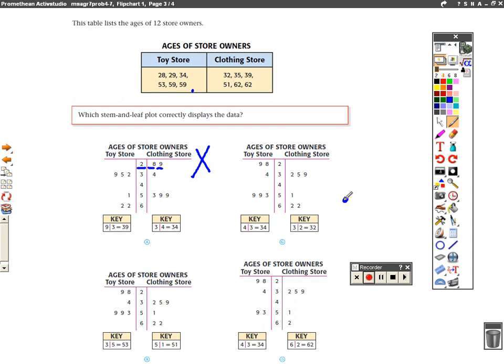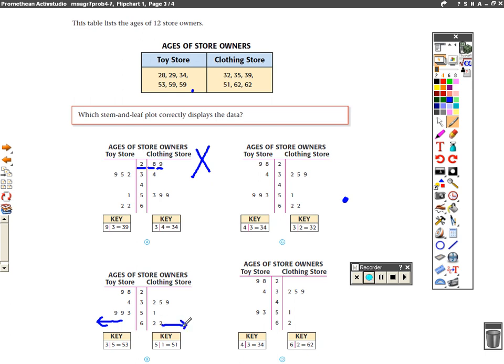Okay, I'm still going to check the other answers just in case. I look at this one. I have 28, 29, 34. I have my 53, my 59, my 59. For toy store, so that matches. For clothing, I have 32, 35, 39, 51, 62, 62. Okay, my key looks right. You read this as 53 because it's this side, and this one I would read as 51.